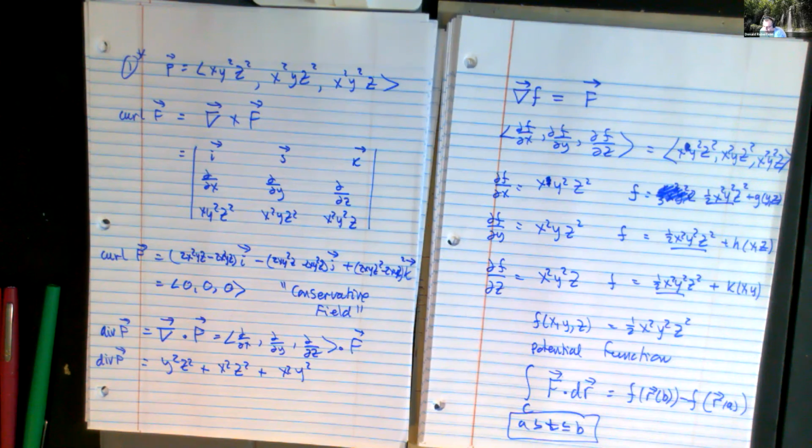I don't know the answer to this, but I think I've got a good question. If the curl of f is a zero vector, it means you've got a conservative field. What does it tell you if the div of f equals 0? Because remember, the div of f is a scalar, right? What does that tell you? I'm not sure. I don't know either. I have a good question, but no answer.